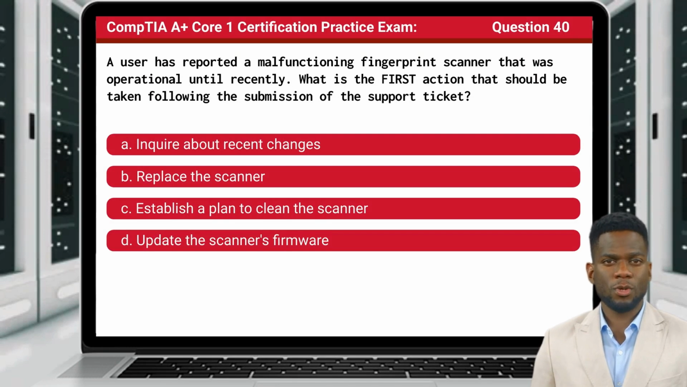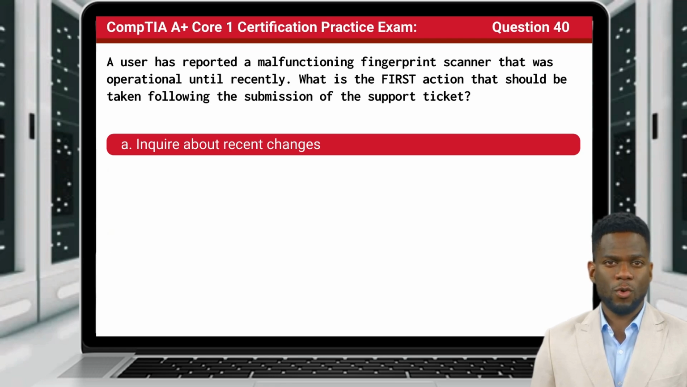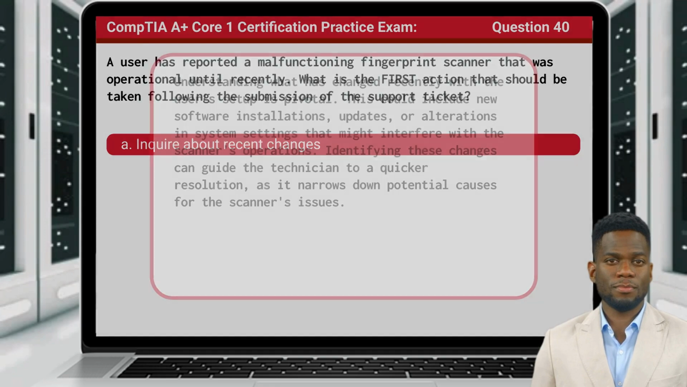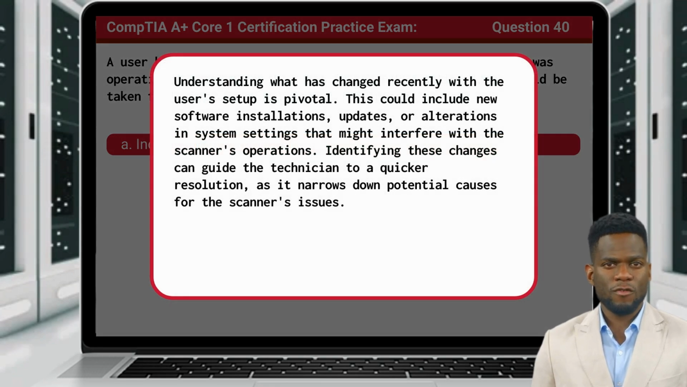Question 40. A user has reported a malfunctioning fingerprint scanner that was operational until recently. What is the first action that should be taken following the submission of the support ticket? The answer is A. Inquire about recent changes. Understanding what has changed recently with the user's setup is pivotal. This could include new software installations, updates, or alterations in system settings that might interfere with the scanner's operations. Identifying these changes can guide the technician to a quicker resolution, as it narrows down potential causes for the scanner's issues.